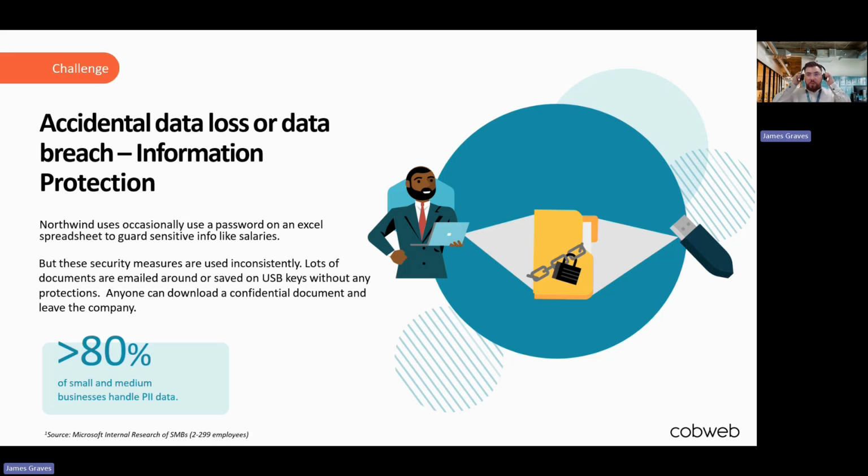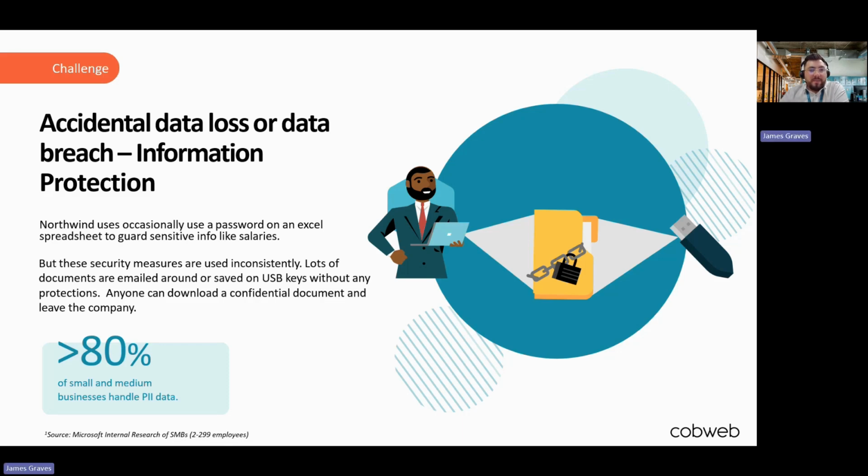Now, this scenario that we're looking at here is the North Winds, the business that we used as an example earlier on, and they're occasionally putting passwords on some Excel documents. These are on things like salary documents, sales documents, things of that nature that are potentially sensitive. So they put the odd password on it. Nothing more than that really is done as a part of that. These documents quite often get saved onto USB sticks and moved on from there.